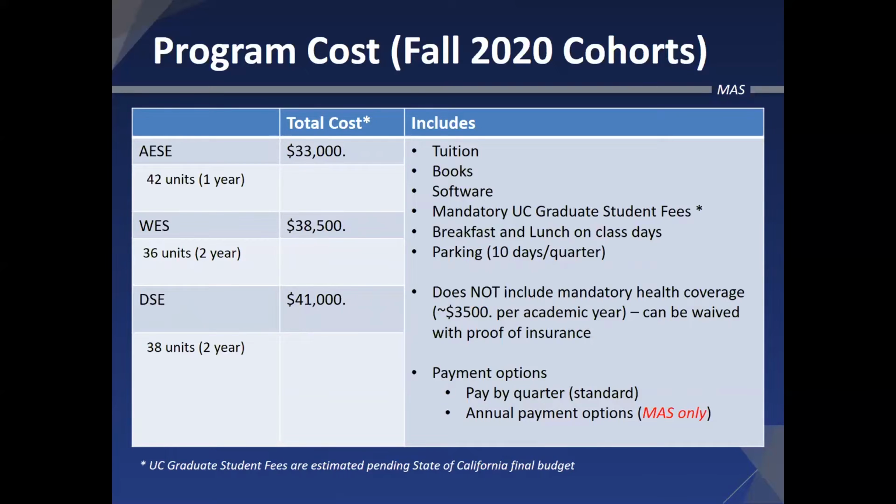But it's important to know that in that cost is your tuition, your books, software, and the mandatory UC graduate student fees. We provide breakfast and lunch on class days and parking on campus. So that cost is truly your all-inclusive cost, with no additional cost to pursue this degree. Not included is a mandatory healthcare coverage, but you can waive that if you can show proof of other health insurance. And 99.9% of our students have healthcare coverage from their employer, so they waive this.